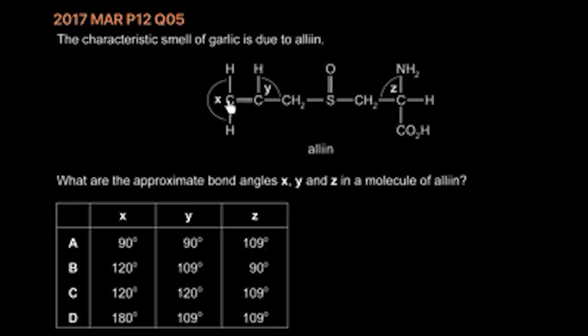Now in X, notice carbon is making a double bond and 2 single bonds. That's really making 3 sigma bonds. That angle is 120. Y is also making 3 sigma bonds. Angle is also 120. And Z is carbon making 4 single bonds. 4 sigma, tetrahedral, angles are 109.5. All right. So the answer that sticks around here is Charlie, C.